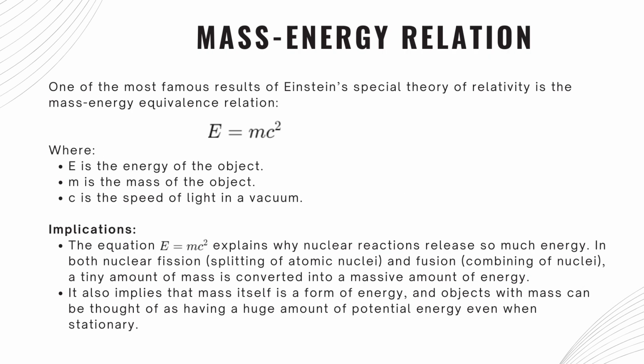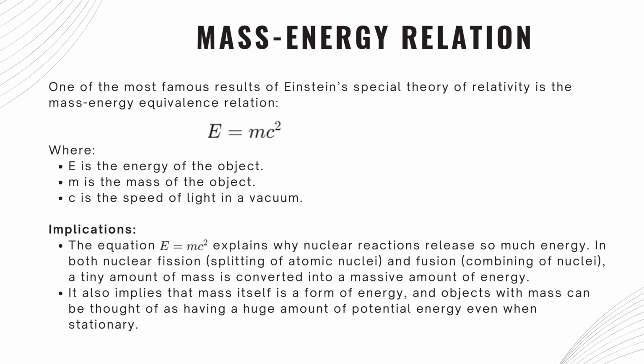Mass-energy relation. One of the most famous results of Einstein's special theory of relativity is the mass-energy equivalence relation, E equals mc squared, where E is the energy of the object, m is the mass of the object, c is the speed of light in a vacuum. This equation shows that mass and energy are interchangeable. A small amount of mass can be converted into a large amount of energy because c squared is a very large number.